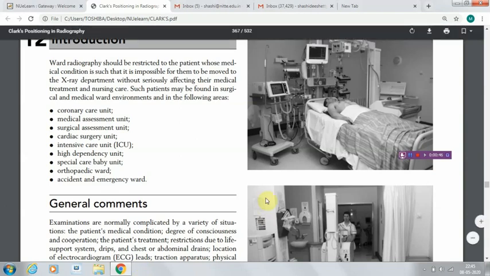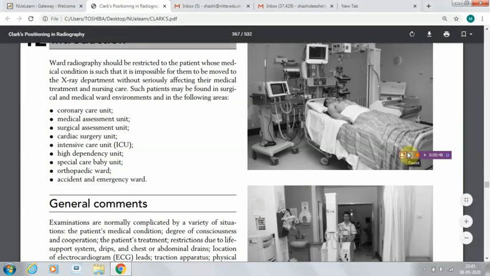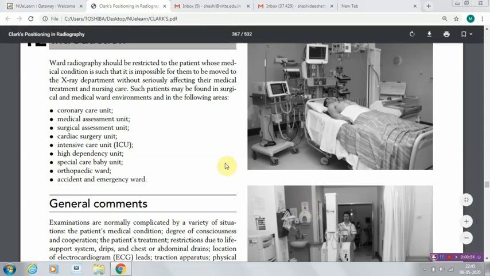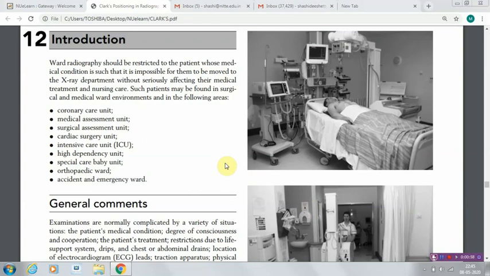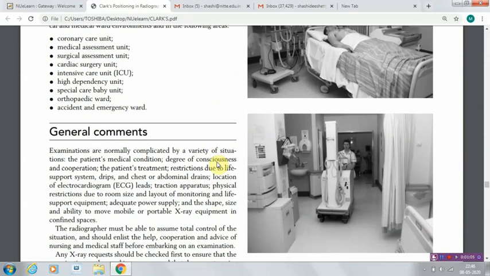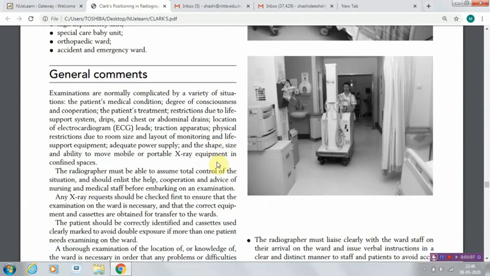Maybe there are different places. You might go anywhere in the ward, in the hospital, and you will take a radiography. Sometimes in an emergency, sometimes in the casualty. All of that comes under emergency radiography, which is included in ward radiography.